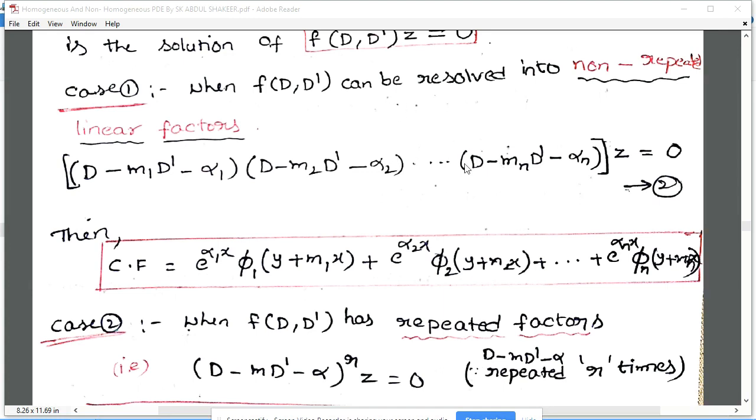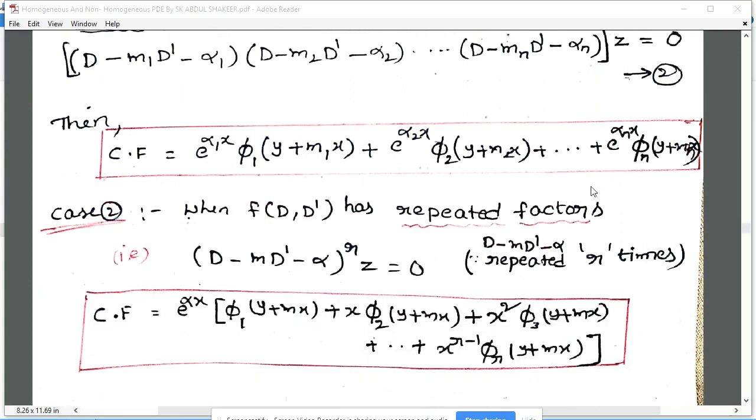Like this, we have to express the given function f of D, D dash as non-repeated linear factors. If it is resolved as non-repeated linear factors, then we write the complementary function as e power alpha 1 x phi 1 of y plus m1 x. Here m1 and alpha 1 are chosen like this. Similarly, for the second expression, m2 and alpha 2 are chosen, and for the last expression, mn and alpha n. So this is the complementary function, defined whenever the given expression f of D, D dash can be factorized into non-repeated linear factors.